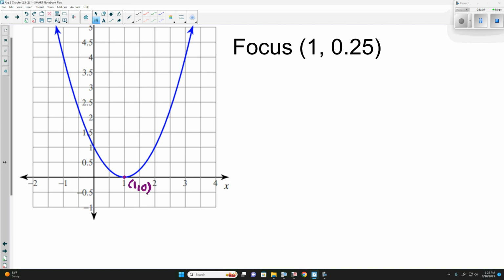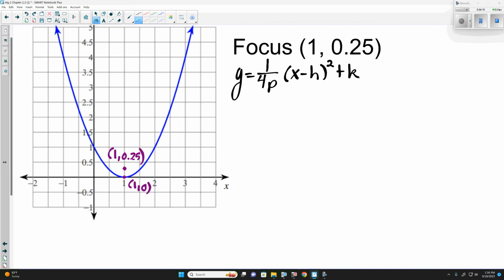Now they gave us the vertex, which is 1, 0, and the focus is 1, 0.25. Now, which way is this parabola opening? Up and down or left and right? Up. So our equation would be y equals 1 over 4p times (x minus h) squared plus k. Because we know it opens up and down, we can refer to the equation that we have.